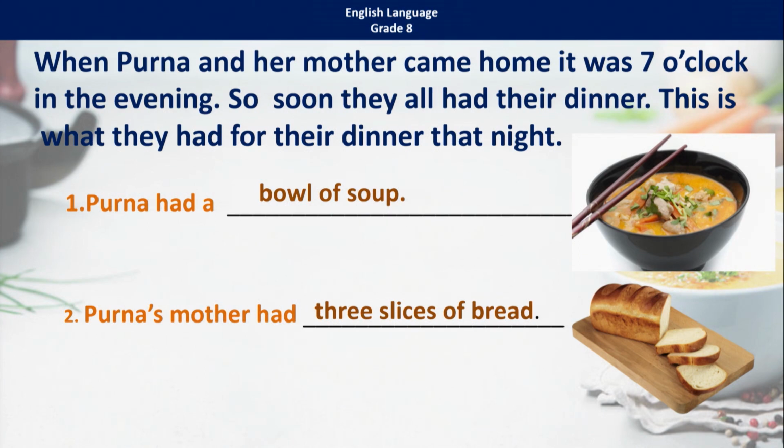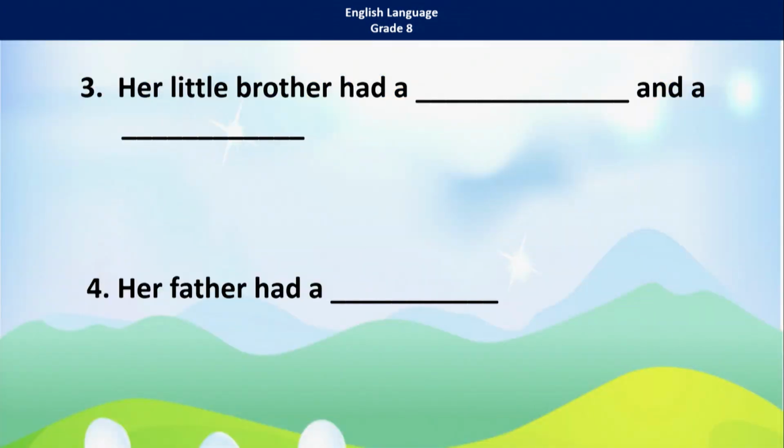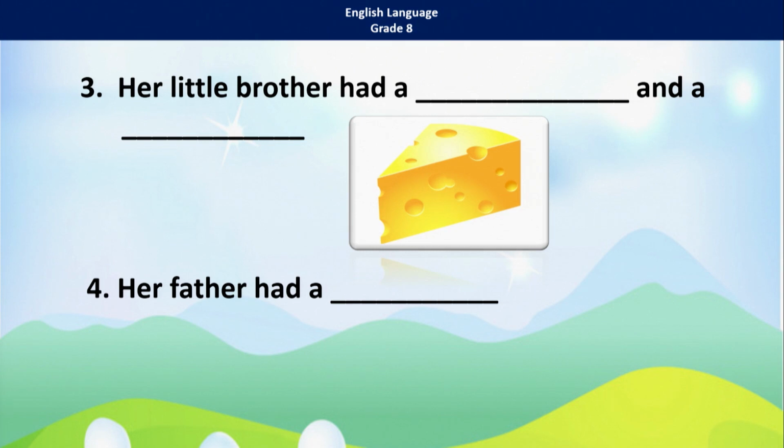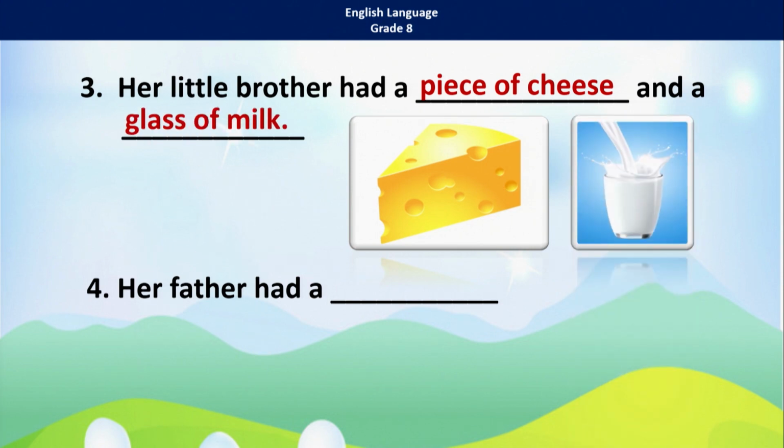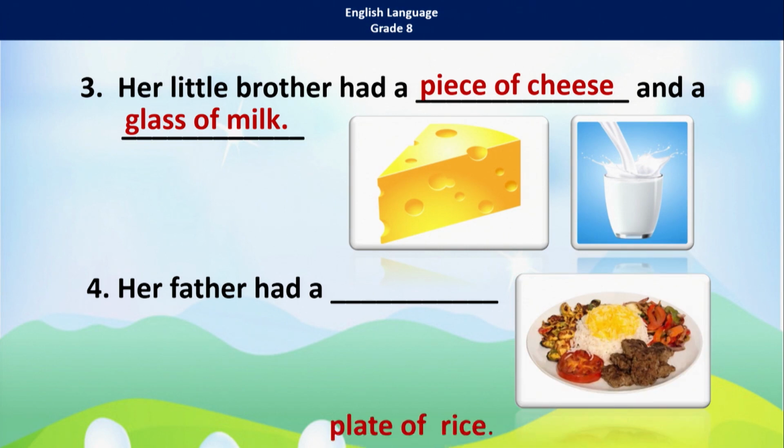We'll see what the others in the family had for their dinner. Her little brother had a piece of cheese and a glass of milk. You can't just say cheese and milk. No, we have to use a quantifier, right? How much of it they had had. Her father had a plate of rice. Right.